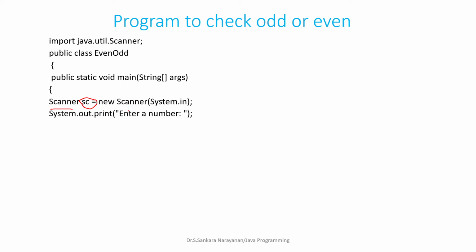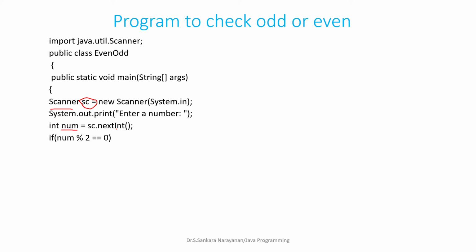Then I'm going to get one number from the user. For that I'm giving a message: System.out.print, enter a number. The input I'm going to get is an integer input. So int num equals sc, where sc is the Scanner object, sc.nextInt. nextInt is used to get integer input.